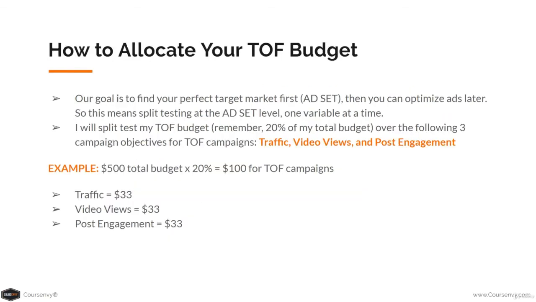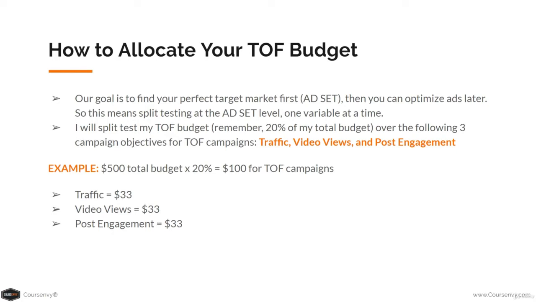So our goal is to find your perfect target market first. This is your ad set. This is where you select your audience. Then we can optimize ads later. So this means split testing at the ad set level, one variable at a time.